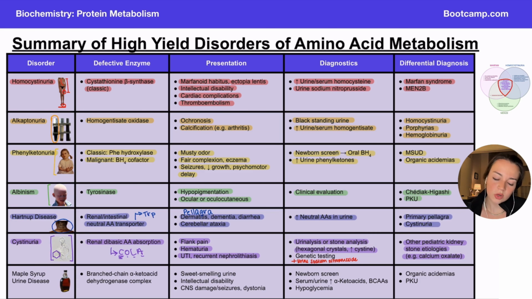And then the last disorder we'll talk about is maple syrup urine disease. I didn't really have a very good image for this one. I just picked a little bottle of maple syrup to remind you of the sweet-smelling urine for which the disorder is named. Maple syrup urine disease is a defect in the branched-chain alpha-ketoacid dehydrogenase complex, or the BCKDC.